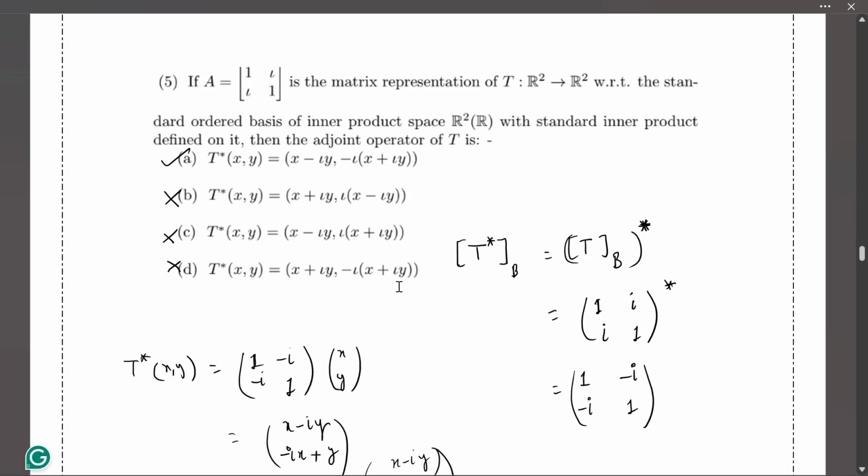I had a doubt. Can such a matrix from R2 to R2, how is this kind of representation where i is appearing?